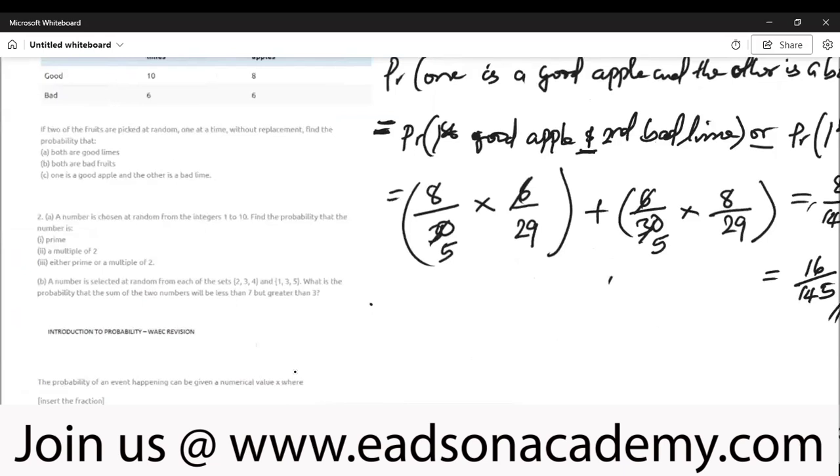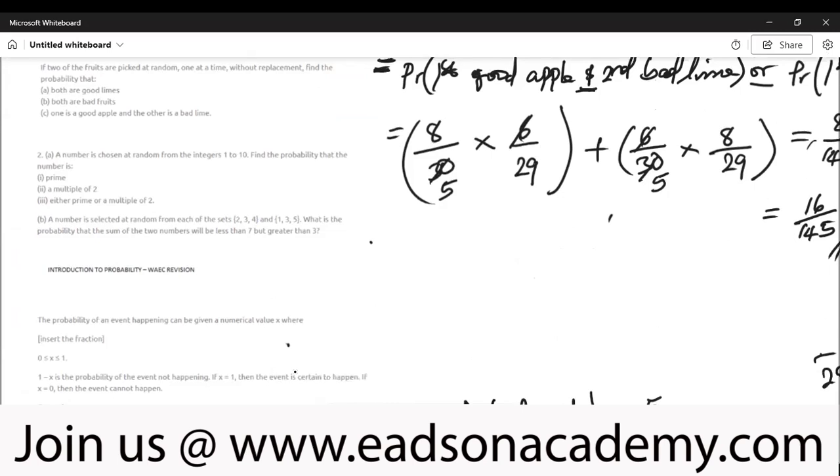A number is chosen at random from the integers 1 to 10. Find the probability that the number is prime, the number is a multiple of 2, then either prime or a multiple of 2. And the B part of the question says, a number is selected at random from each of the sets 2, 3, 4 and 1, 3, 5.